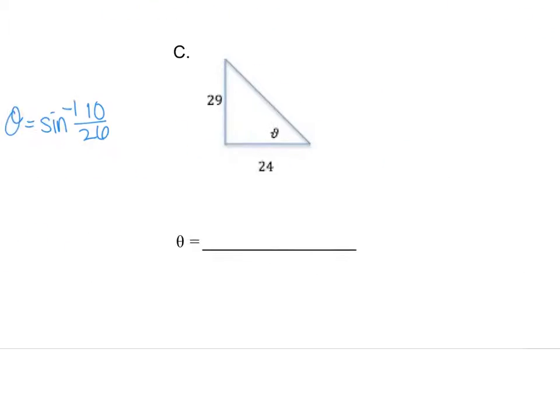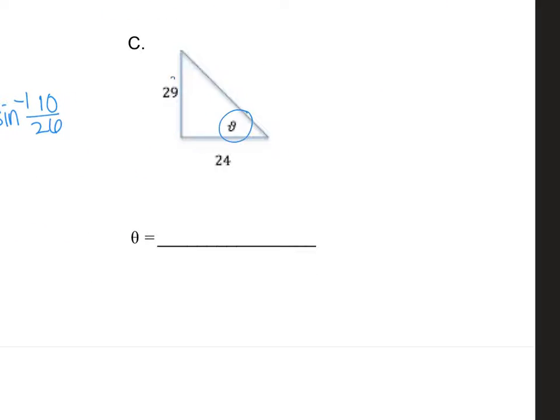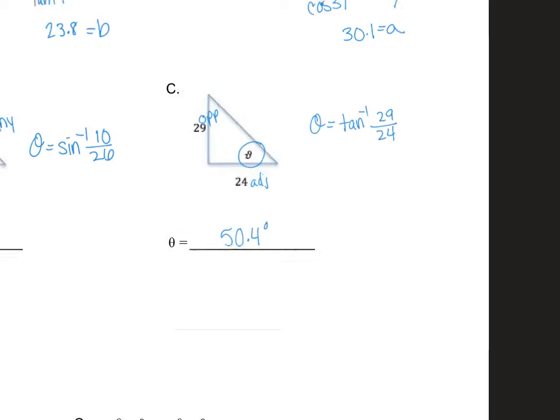And the last guy, this is theta, this is opposite it, this is adjacent to it, so that's tangent. So theta is tan inverse opposite over adjacent. So second tangent, 29 divided by 24, and we get 50.4 degrees. Again, round to the nearest 10th. All right.